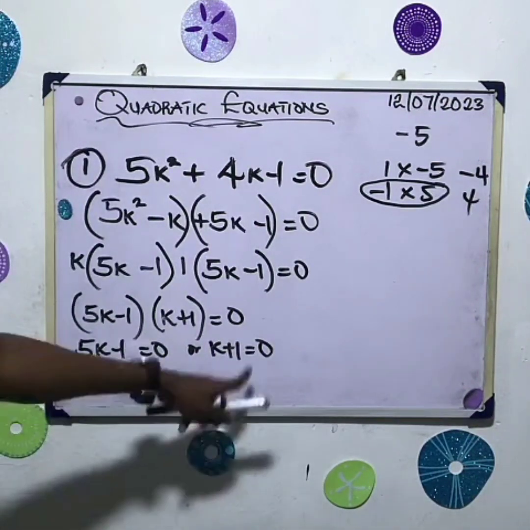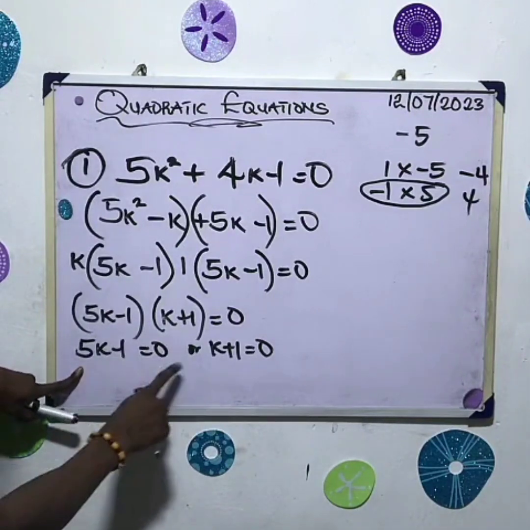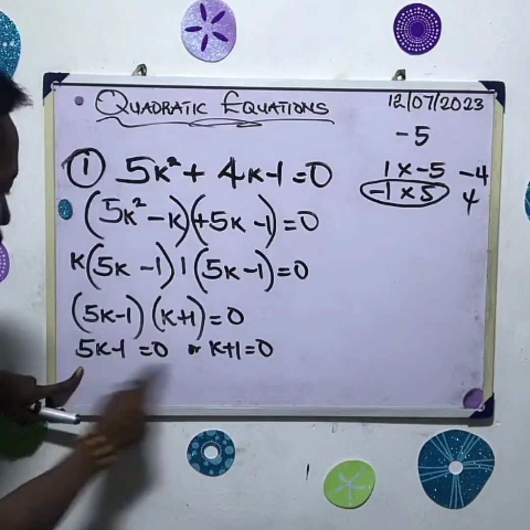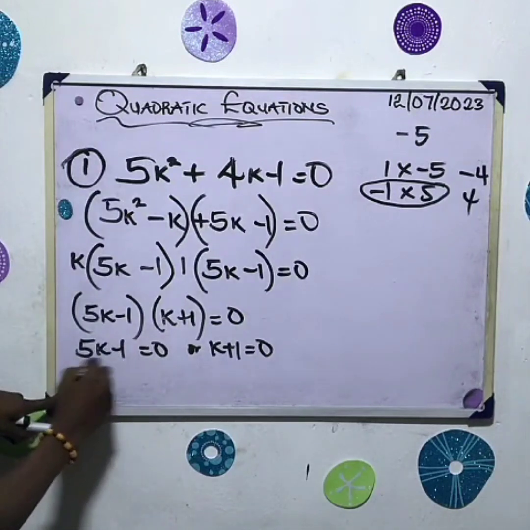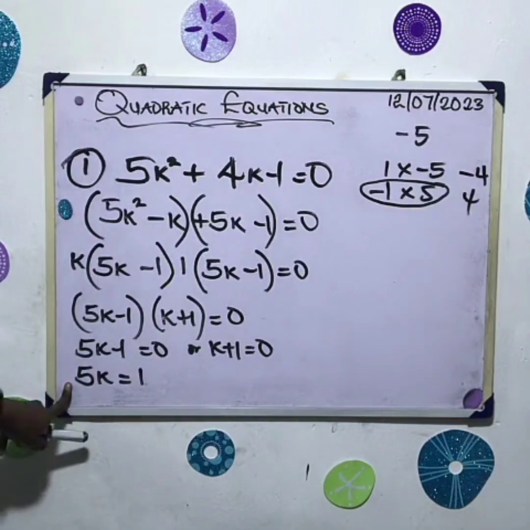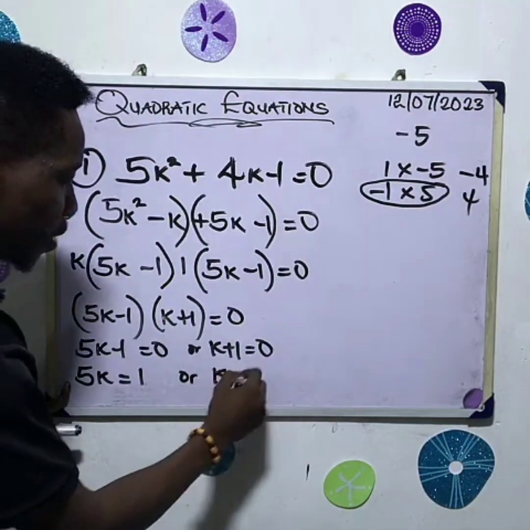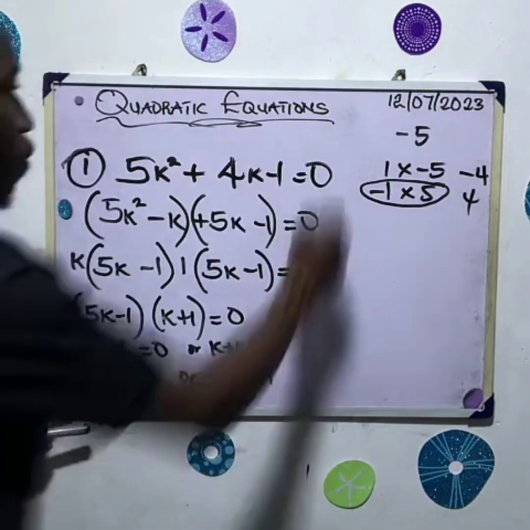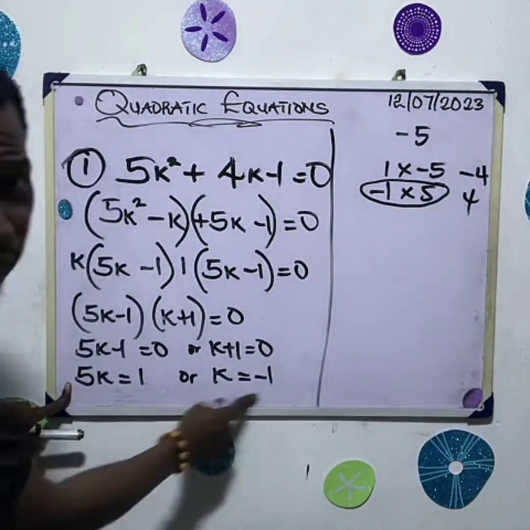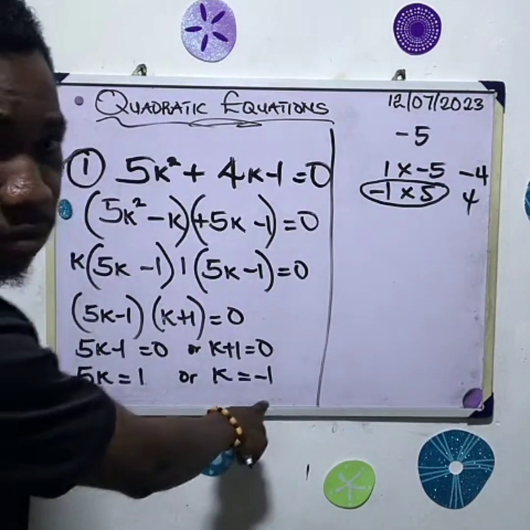Alright, so let's solve this. Let's move our minus 1 over. So we are going to be adding 1 to both sides. We're going to have 5k now equals what? 1. 5k equals 1. And this side, the same thing, k equals minus 1. So we'll be able to get the first value of k. Already k equals minus 1.